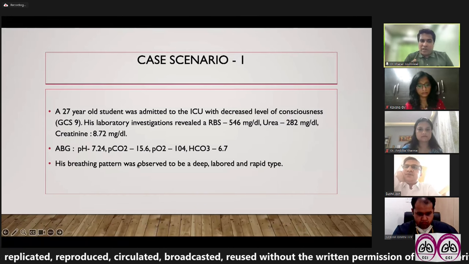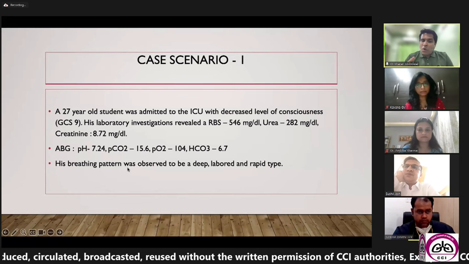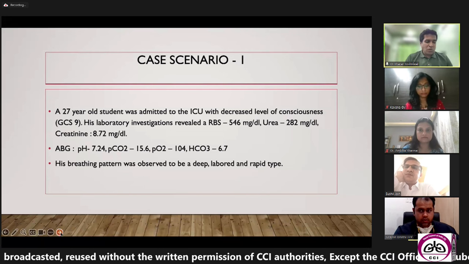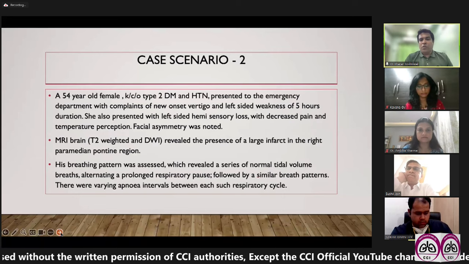So as sir had already told all of you, once you look at these breathing patterns, probably you can diagnose the patient better and you can manage the patient also better. What investigations to send and how to manage, you can get an idea with this.